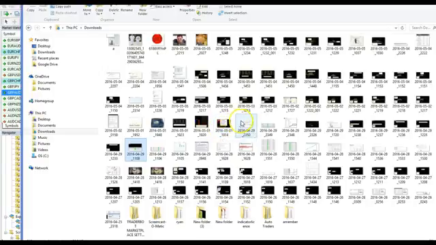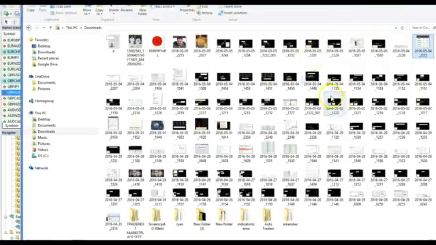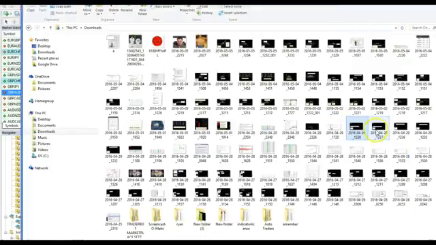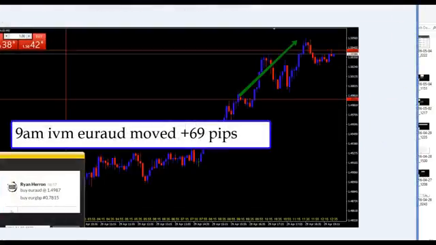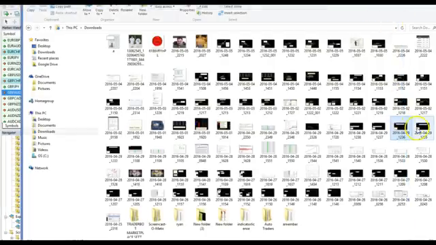Let me go find another one. Where's it at? I'm looking for one. Here's another one. There you go. I know that the majority of these are my trades, but I couldn't tell you. I know this guy places some manual trades too, but most of them are from the IVM. Let's just go click on a random one. Moved up 22 pips. And I don't omit anything. You can see it all on the Facebook page. Moved up 69 pips from the time the entry was called. Moved down 63 pips. I know there's got to be a loss in here somewhere.